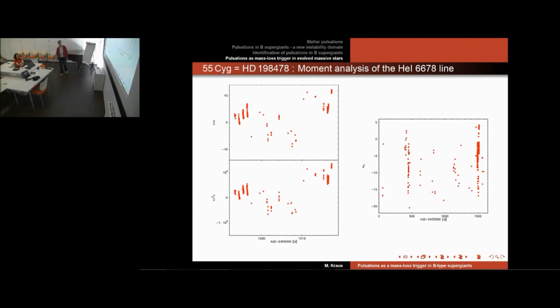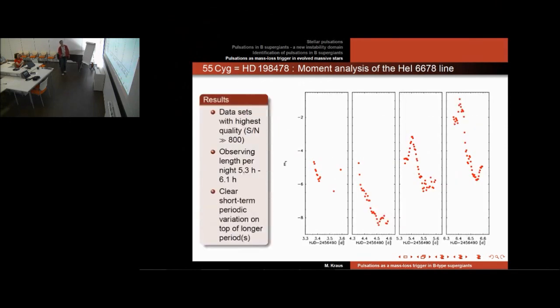Over the whole 4 years that we were observing, we have a scatter of almost 25 kilometers per second variability in radial velocity. This is a zoom in of the first 4 nights that we observed, and since we have extremely good signal to noise, this is real. I mean, it's not noise or something, this is really real.